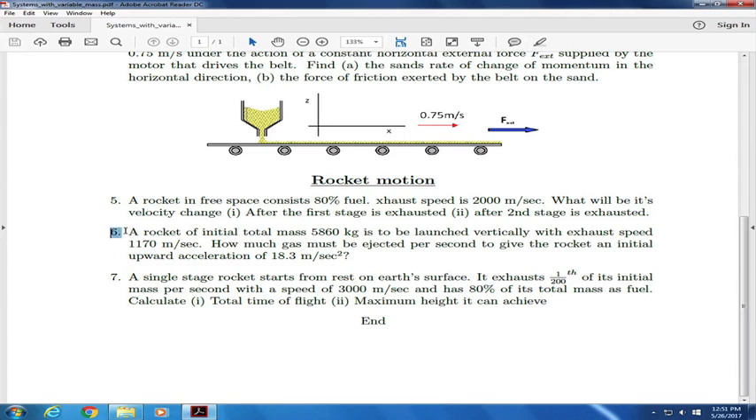In this problem, a rocket with initial total mass of 8560 kg is to be launched vertically with exhaust speed 1170 meters per second. How much gas must be ejected per second to give the rocket an initial upward acceleration of 8.3 meters per second? So we need to calculate the rate of change of gas, essentially dm dt in this equation.